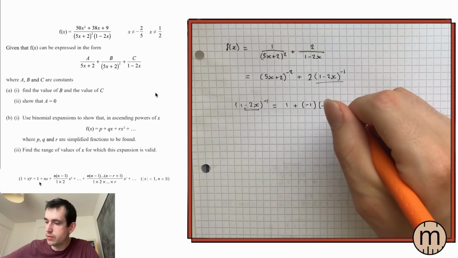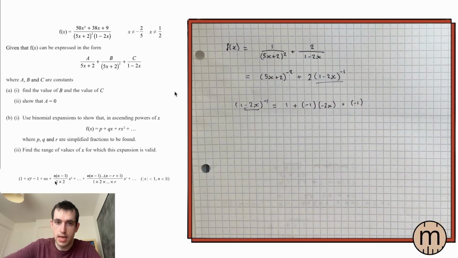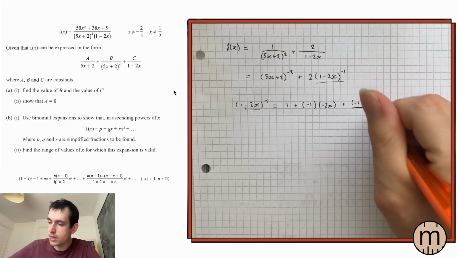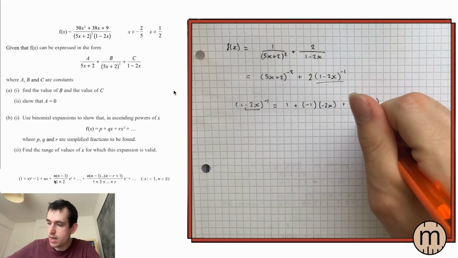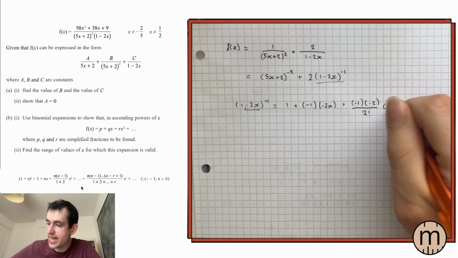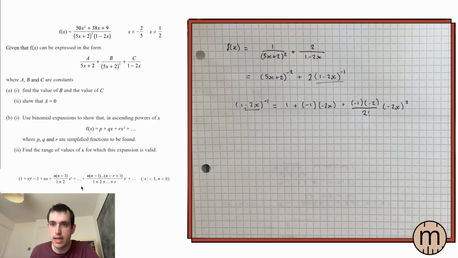Then we're going to continue. We're going to do minus 1, which is the n, which is here. Then we're going to take 1 away, which is minus 2. We're going to divide by, I prefer to do 2 factorial, but 1 times 2 is exactly the same. And then we're going to take the x bit. Again, it's not x, but it's minus 2x in our case. And we're going to square that because that's what it tells us to do down here.